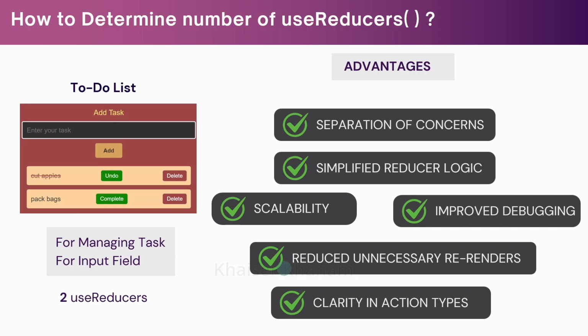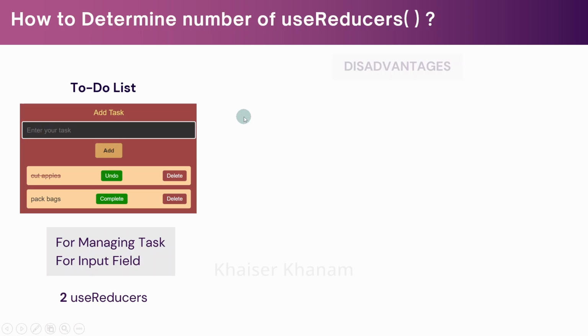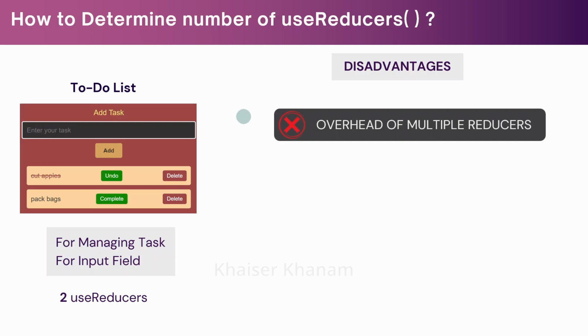But as already said, when there are advantages, there are also disadvantages. So let us now focus on the disadvantages of using separate useReducer. First is the overhead of multiple useReducers. If you're working on a larger and complex project, in that case, it is completely valid to use different reducers for which states are not dependent on each other.